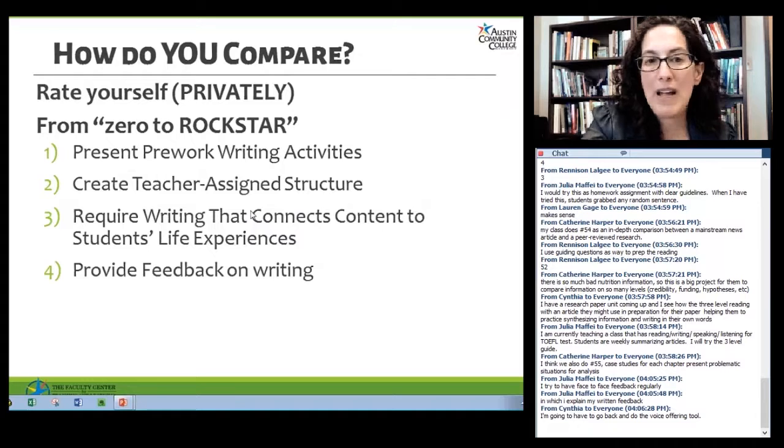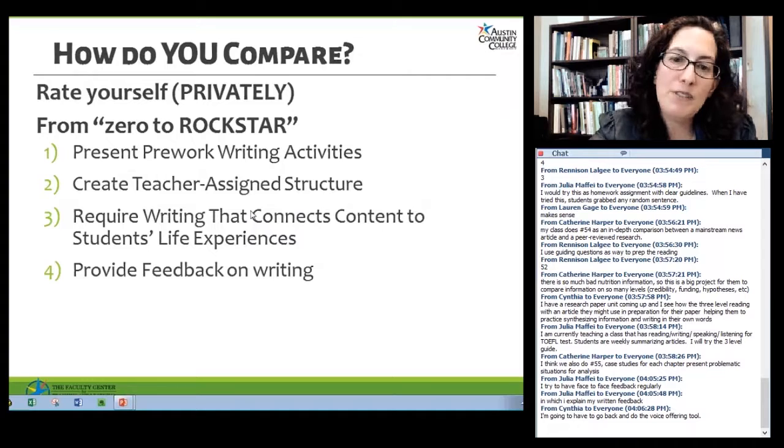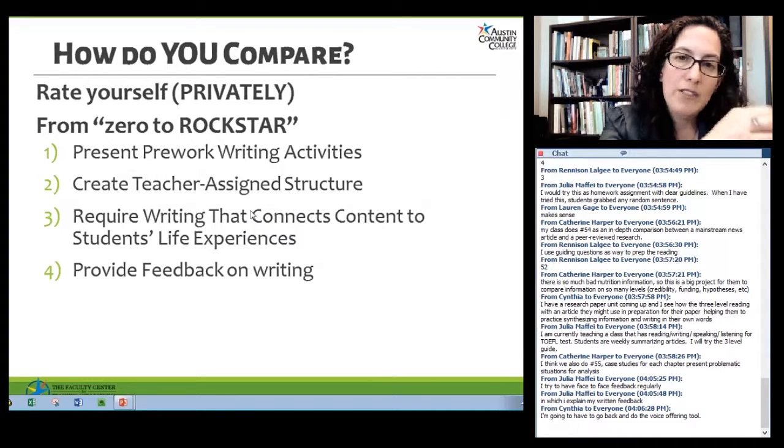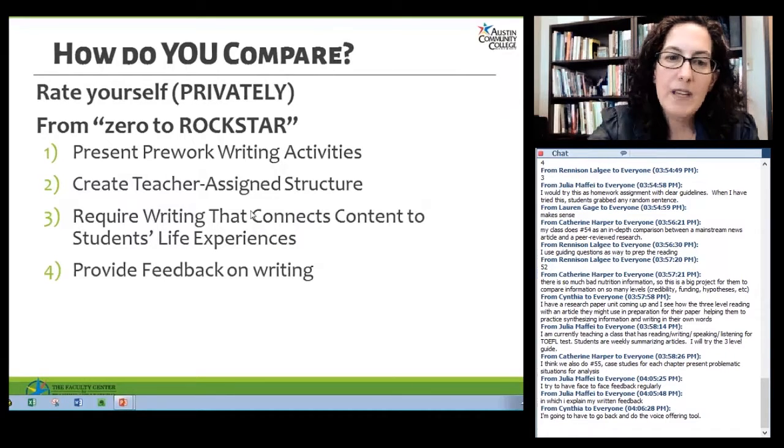So these are the 4 best practices from Writing to Learn. And I want you to, again, privately rate yourself on these so you know which ideas to be looking for in the next section. So 1, do you help students with pre-work writing activities? Do you scaffold them? Do you start out a writing assignment with a bite-sized chunk and then build on that?